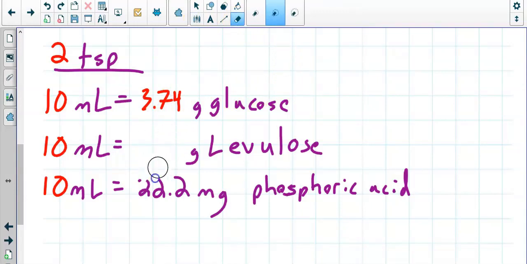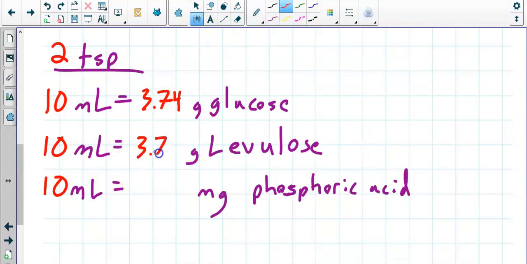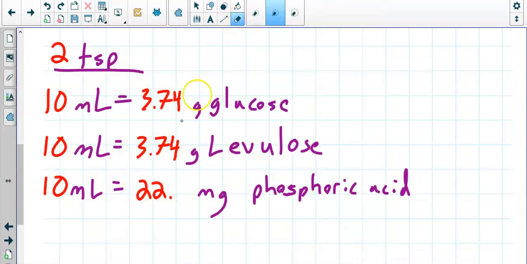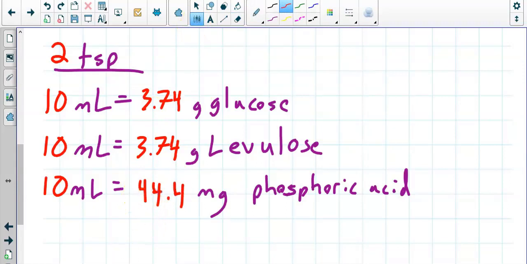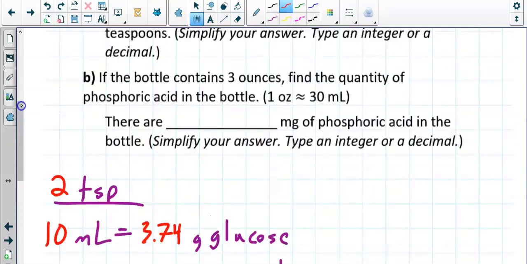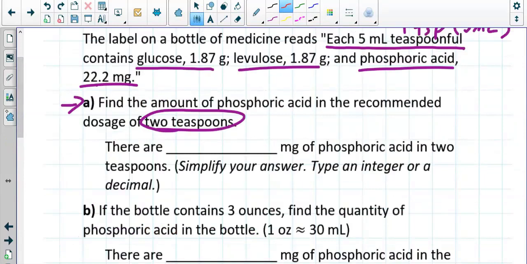And the 22.2 becomes 44.4. 3.74, 44.4. And now we can answer the question up above for part A. So it wants to know there are blank milligrams of phosphoric acid in 2 teaspoons, and that would be 44.4. And now, again, they try to throw us off.